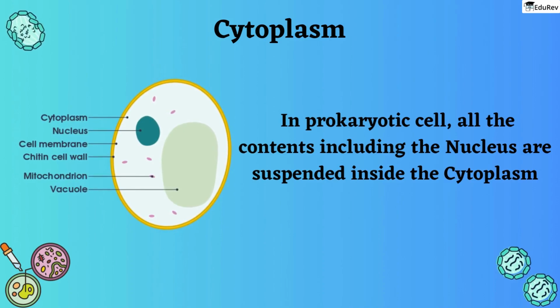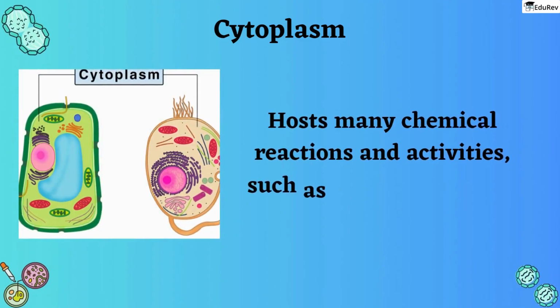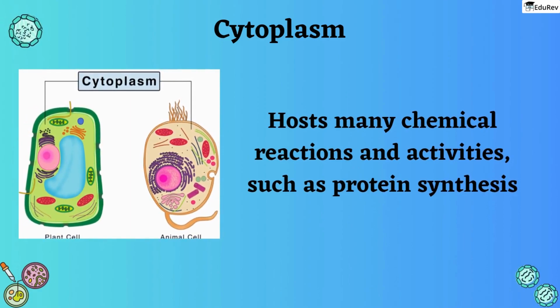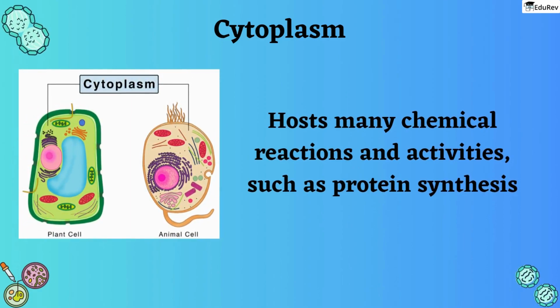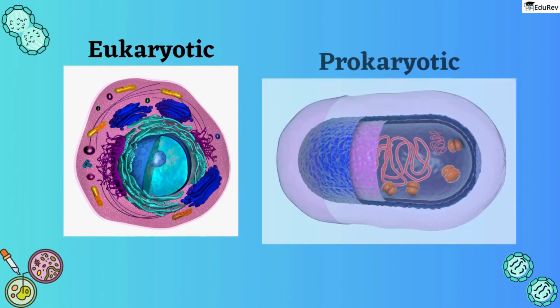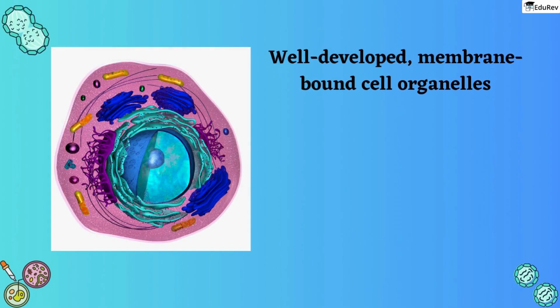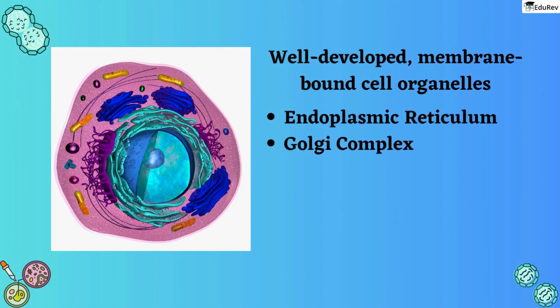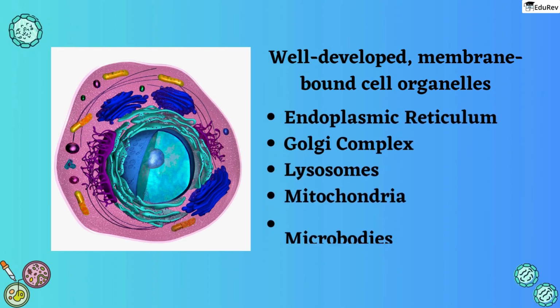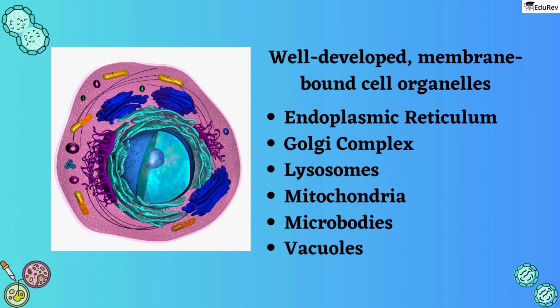So the cytoplasm present inside the cell is the hub of various activities and chemical reactions. The cytoplasm in a cell hosts many chemical reactions and activities, such as protein synthesis, which helps the cell survive. Inside the cytoplasm are cell organelles, which are structures that perform specific functions. Eukaryotic cells are more advanced than prokaryotic cells and have well-developed, membrane-bound cell organelles such as the endoplasmic reticulum, Golgi complex, lysosomes, mitochondria, microbodies, and vacuoles.